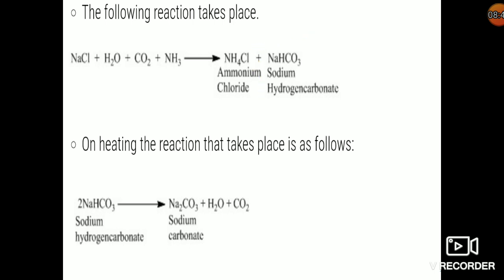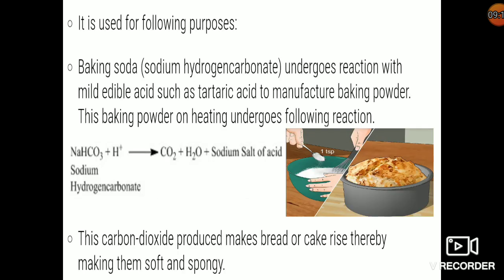If you heat this sodium hydrogen carbonate or baking soda, you obtain sodium carbonate, Na2CO3, plus water plus carbon dioxide. So on heating sodium hydrogen carbonate, what did you get? You got sodium carbonate, water and carbon dioxide. Water and carbon dioxide gas will go off and the remaining part is solid sodium carbonate.